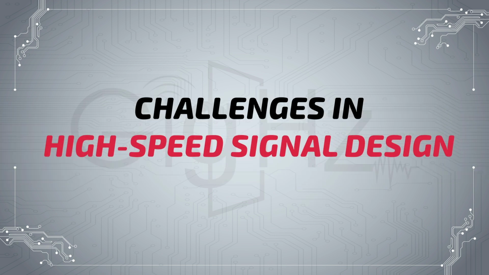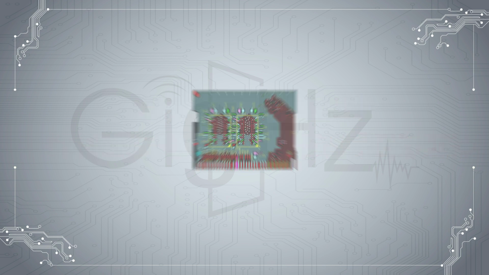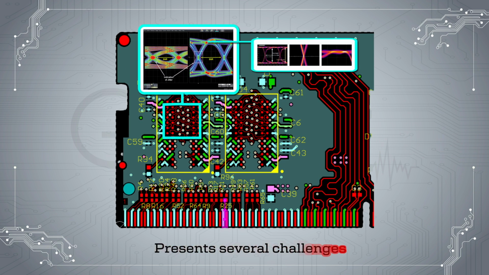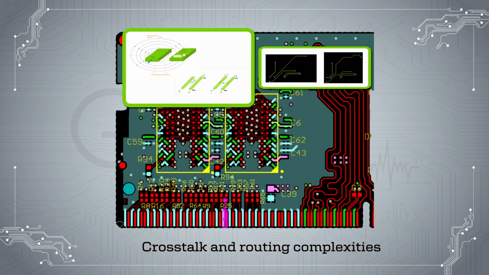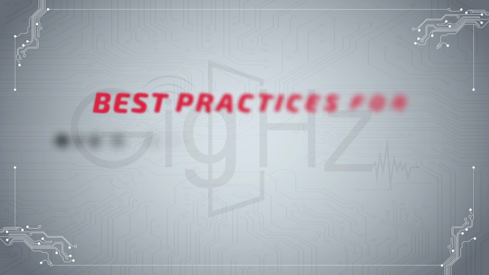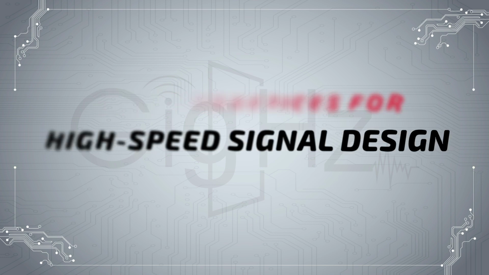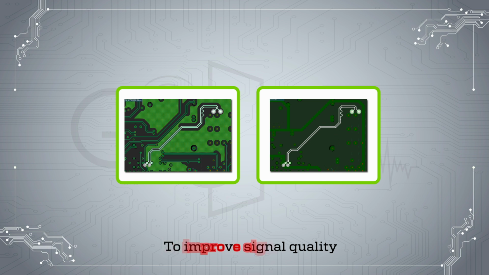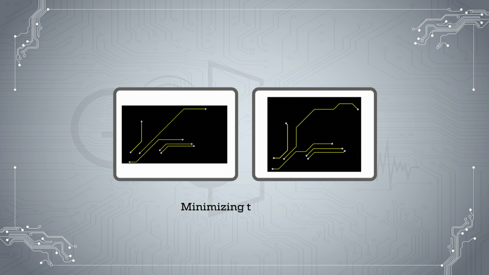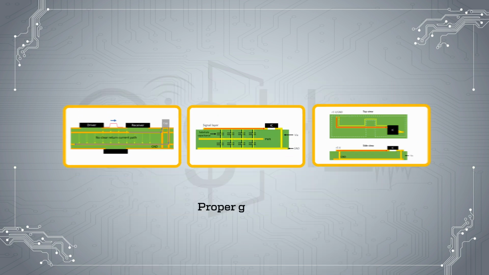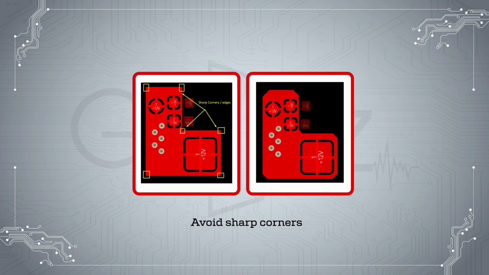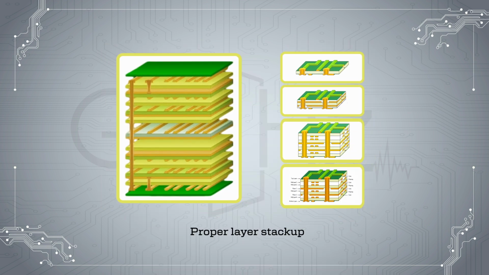Challenges in high-speed signal design. Designing high-speed signals presents several challenges, including signal integrity, crosstalk, and routing complexities. To overcome these challenges, let's explore some of the best practices that can help improve high-speed signal design. Best practices for high-speed signal design. So, to improve signal quality, follow best practices like maintaining controlled impedance, minimizing trace length, proper grounding, avoiding sharp corners, and proper layer stack-up.